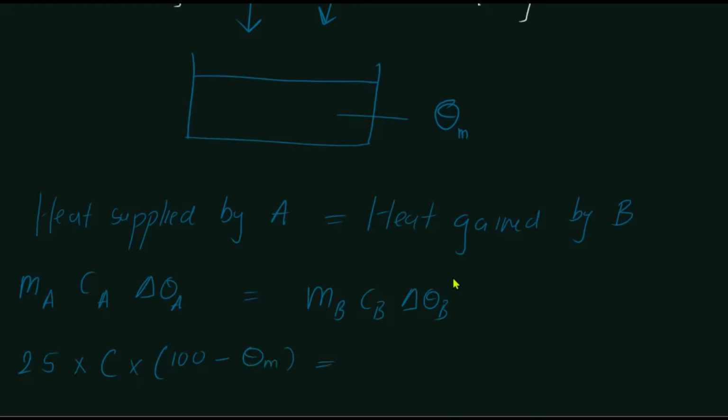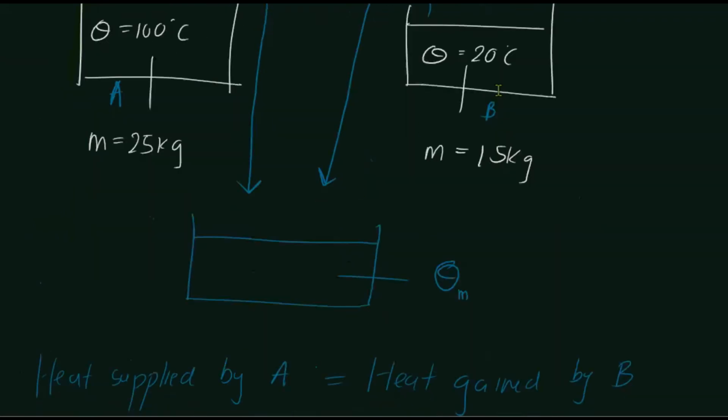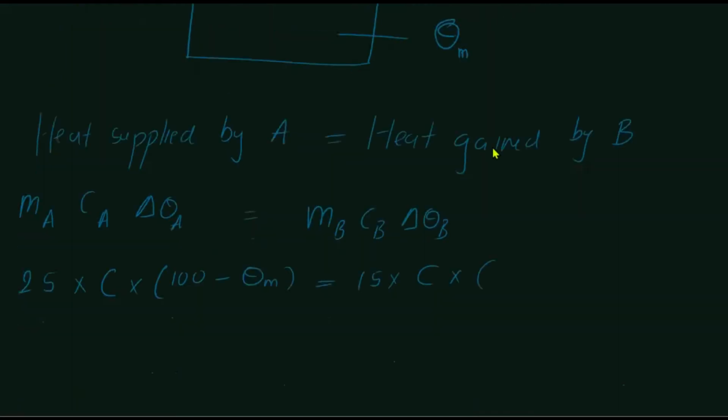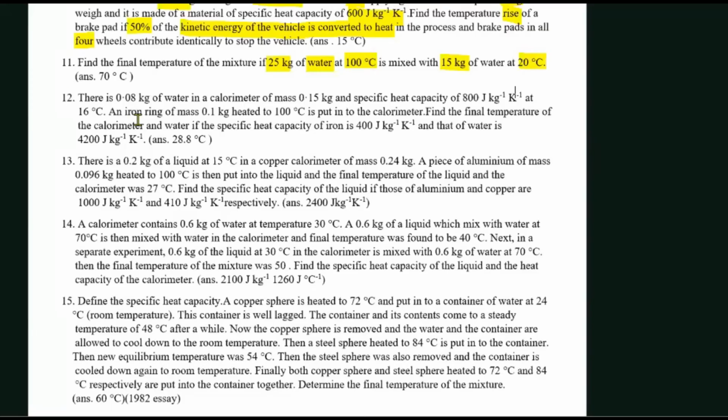What is the mass of B? 15 kilograms. Its specific heat capacity is also C, since both are water. What is its change of temperature? It was initially at 20 degrees Celsius. By absorbing heat, it's going to increase its temperature to theta M. So the temperature difference is theta M minus 20. If you simplify this, the C's cancel, and theta M is going to be 70 degrees Celsius. So that's a pretty easy question.